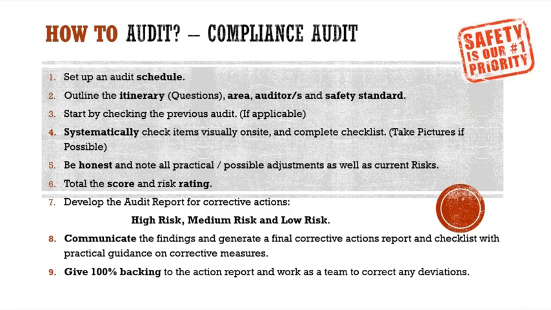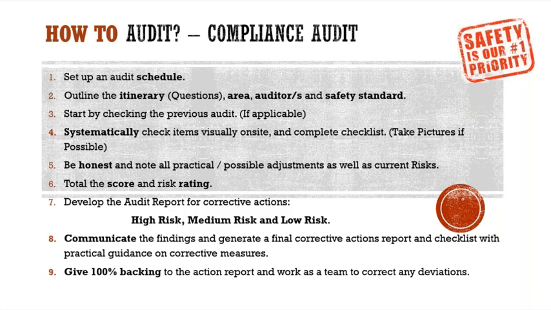Be honest, and note down any practical or possible adjustments, as well as any new risks that you might see while you're on site. Then total the score as well as the risk rating. Generally, with some programs, as soon as the score auto-calculates, it will give you a green, orange or red, and it will tell you that you cannot continue working until these items have been rectified.